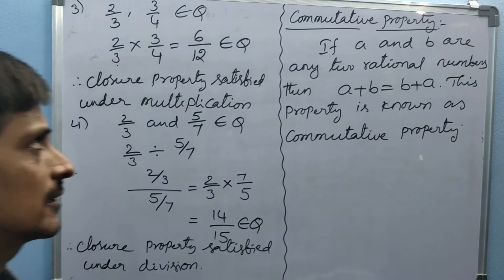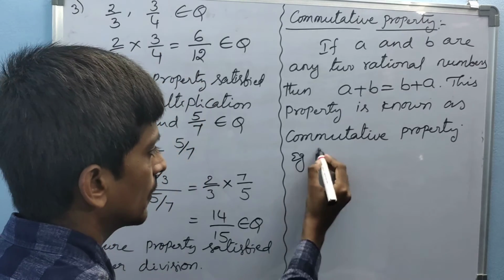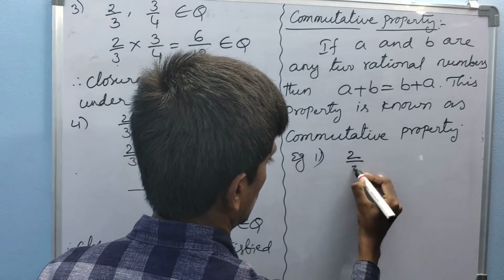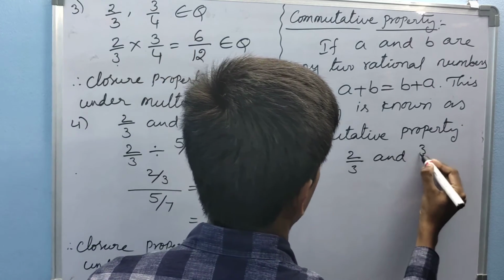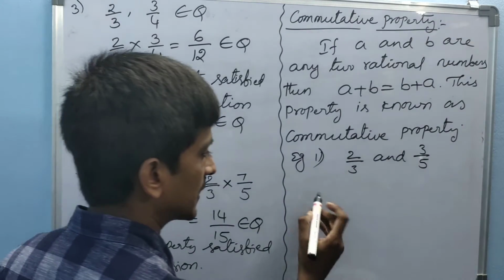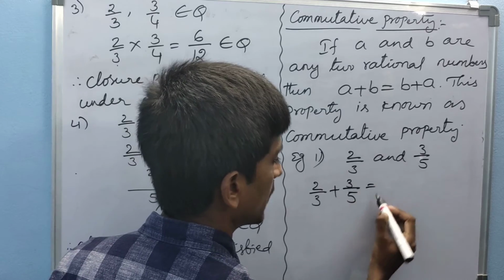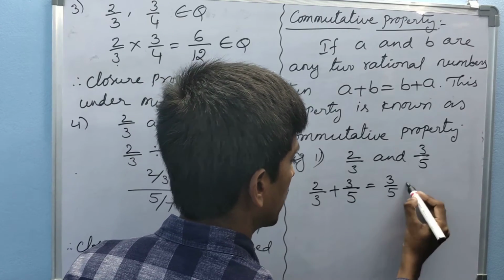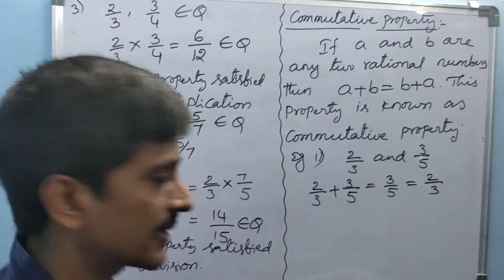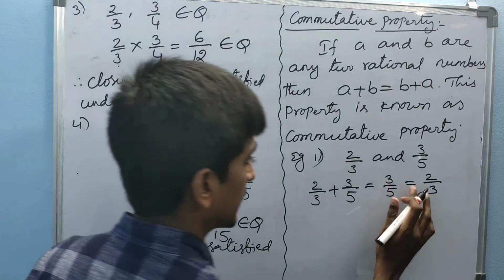Okay, I give some examples. Example 1. Take any two rational numbers, 2/3 and 3/5. Add the two numbers, and after reversing, add again. 2/3 plus 3/5 equals 3/5 plus 2/3. Are both sides equal or not? Once you check.